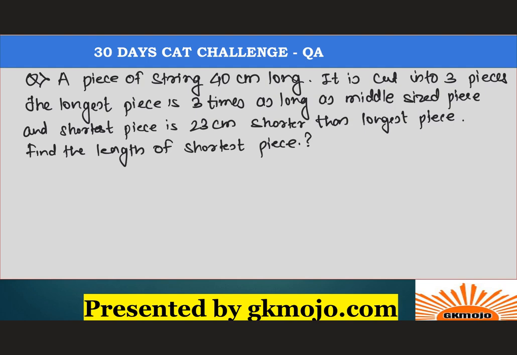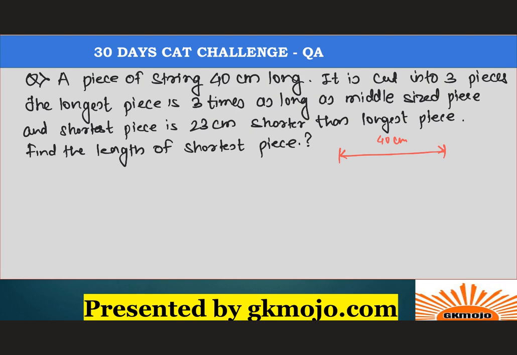Let's have a look at the next question. A piece of string 40 centimeter long is cut into 3 pieces. The longest piece is 3 times as long as the middle sized piece and the shortest piece is 23 centimeters shorter than the longest piece. Find the length of the short piece. All right. So basically there is this string which is, let's say, 40 centimeter long. And it's cut into 3 pieces.